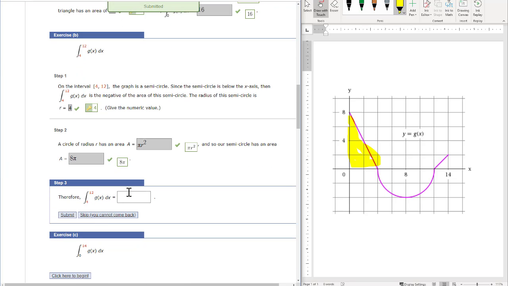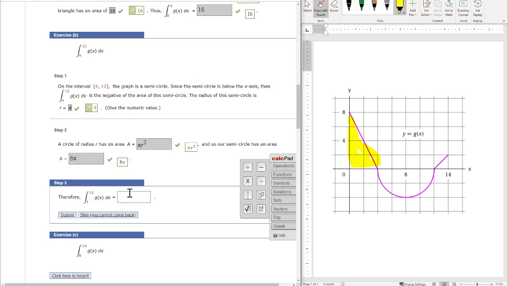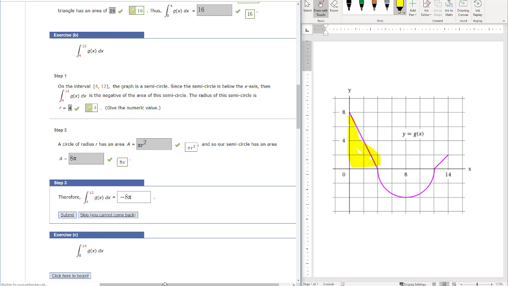All right. Now remember that this is below the x-axis, so our final result for the integral from 4 to 12 is going to be the negative of the area that we found. So that's negative 8 pi.